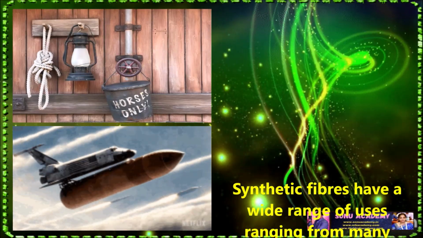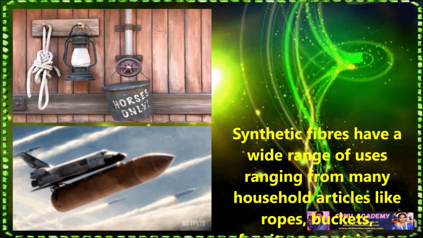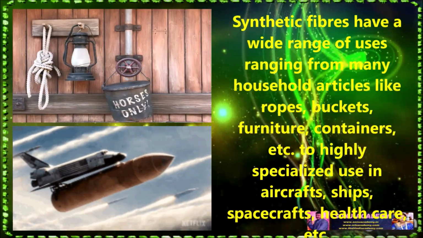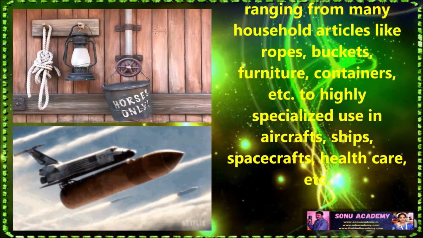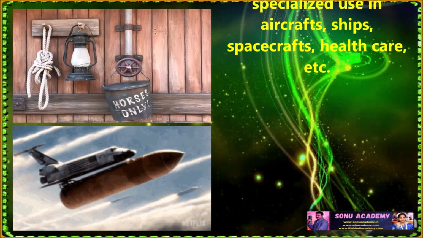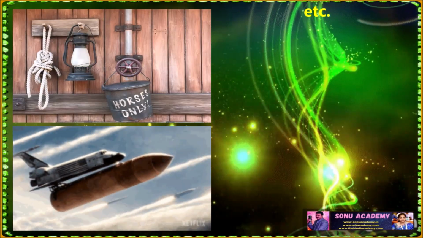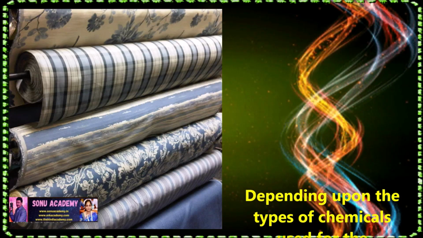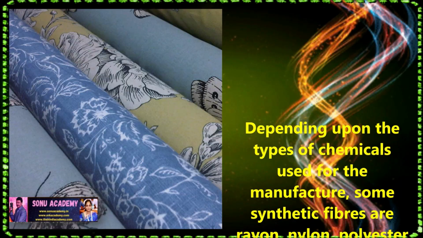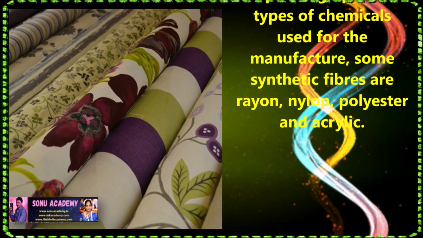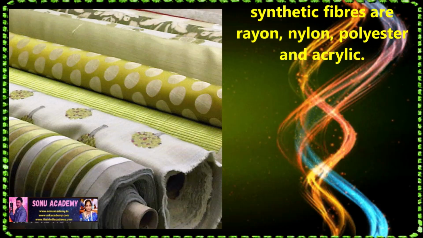Children, synthetic fibers have a wide range of uses, ranging from many household articles like ropes, buckets, furniture, containers, etc. to highly specialized use in aircrafts, ships, spacecrafts, healthcare, etc. Children, depending on the types of chemical used for the manufacture, some synthetic fibers are rayon, nylon, polyester, and acrylic.